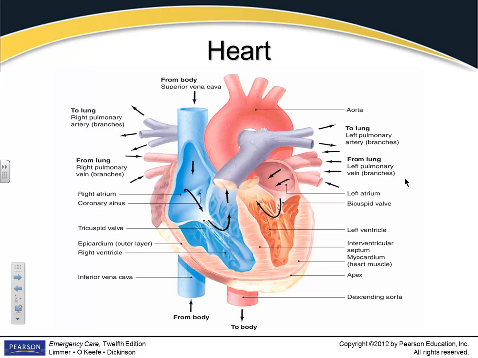So, what chamber is this one going to be? Right atrium. The right atrium. And the atrium is always going to be at the top. The ventricles are always going to be at the bottom. So, if this is the right atrium, what's this one? Right ventricle. And then, what's this one going to be? Left atrium, left ventricle. Okay, we got that part? We know left and right, top and bottom.